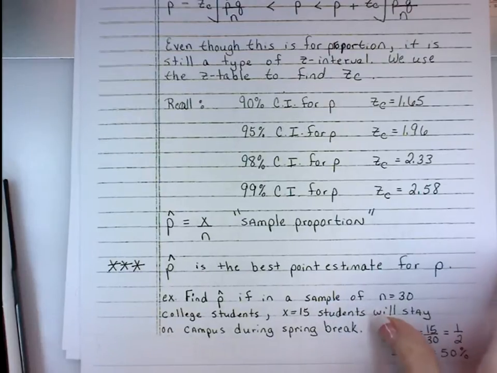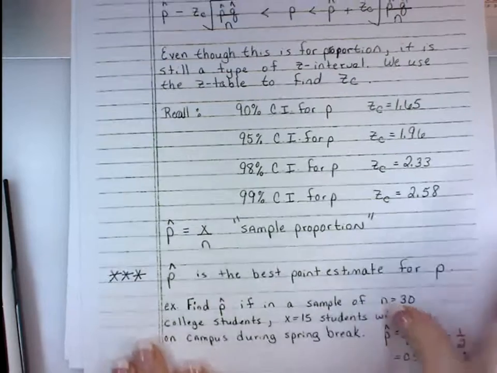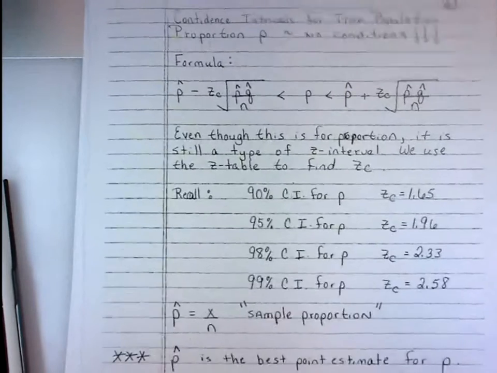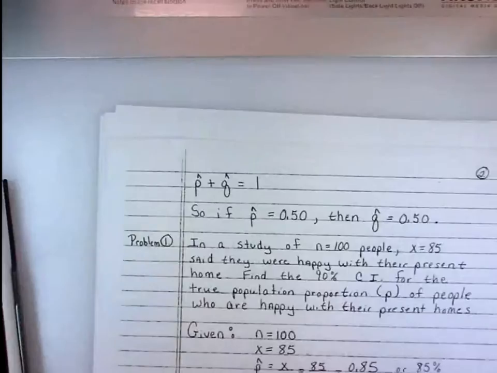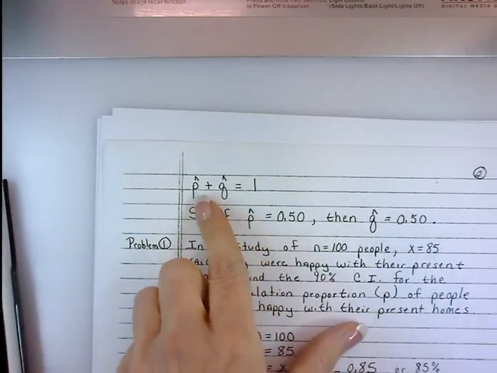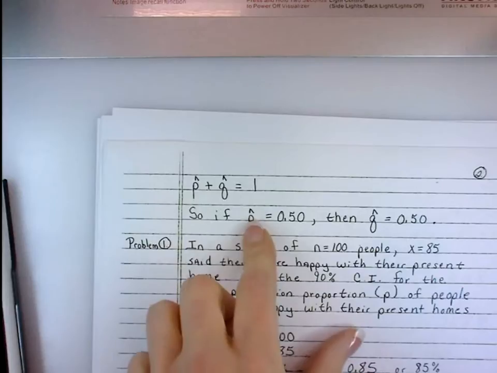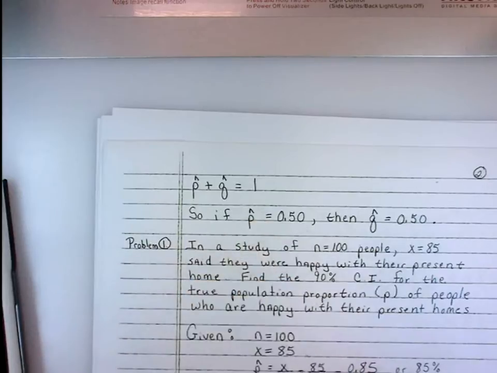Now, P hat and Q hat are related by the fact that they have to add up to equal 1. They do not give you Q hat in these problems. They only give P hat. So if P hat is 0.5, then Q hat has to be 0.5.